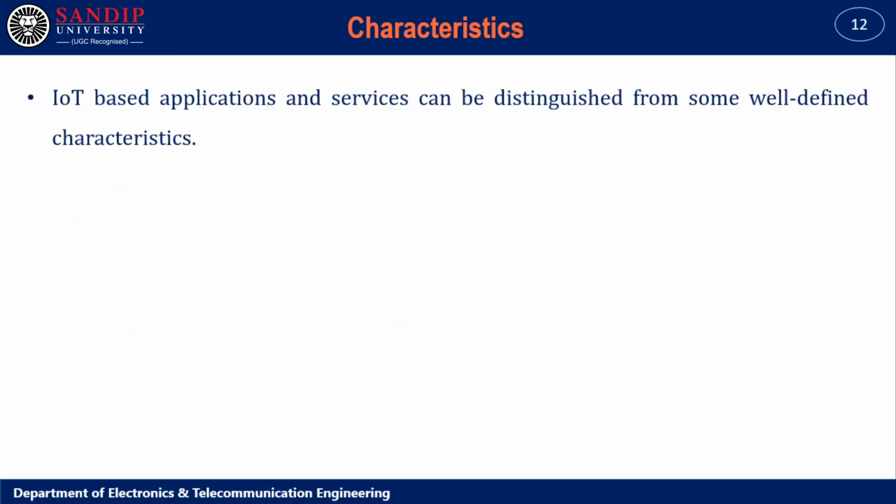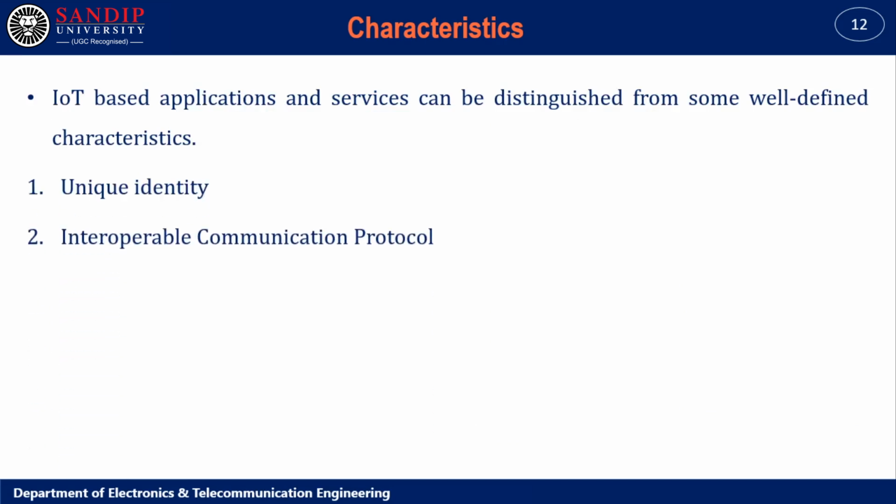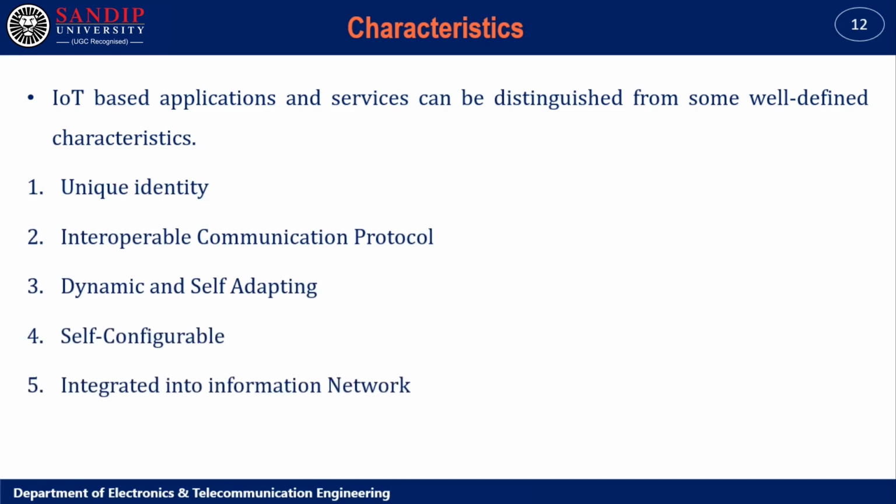Characteristics: IoT-based applications and services can be distinguished by some well-defined characteristics. First, unique identity, interoperable communication protocol, dynamic and self-adapting, self-configurable, integrated into information network.